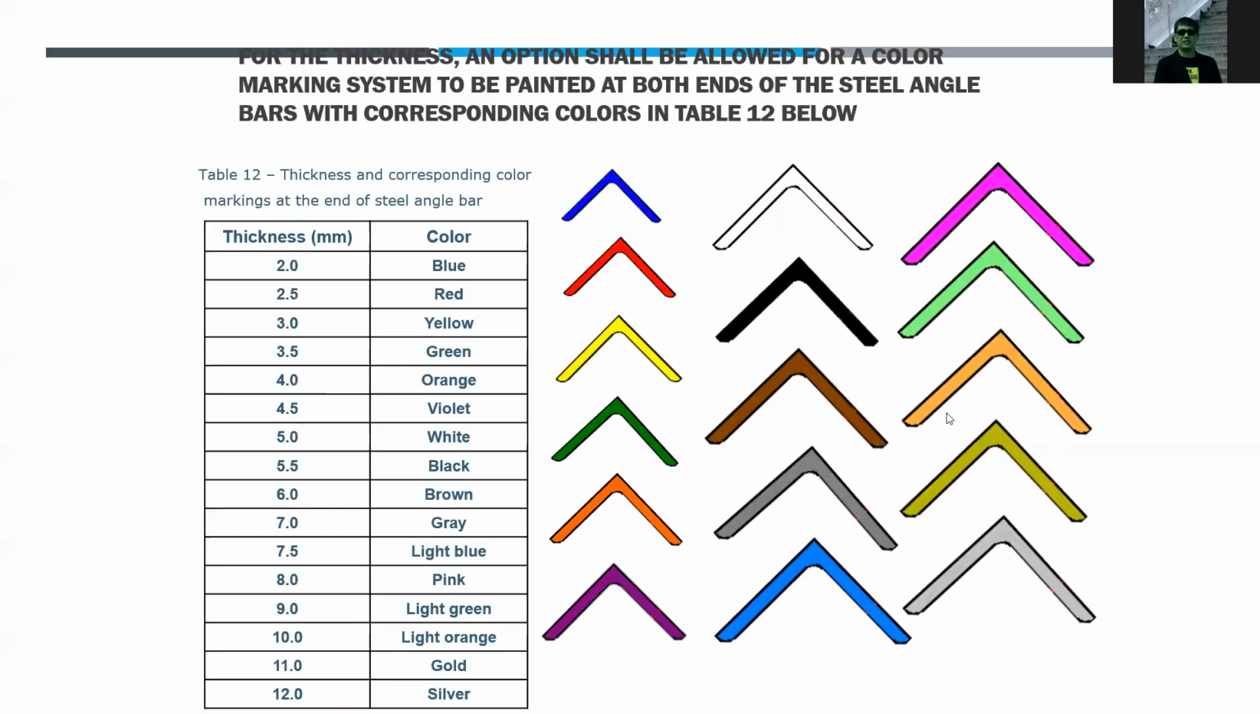So these are the different color coding at the end of an angular bar. Blue, red, yellow, and this is the thickness for that particular color. As you can see, the silver is a 12 millimeter thick rebar. So this is very important in stacking or storing reinforcing bars. You can easily see the size or thickness of the rebars. Even in reinforcing bars, deformed bars, there is also color coding.